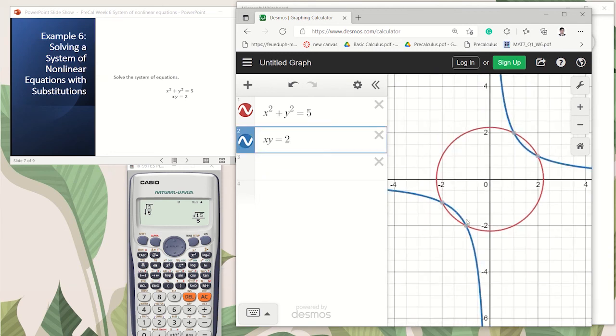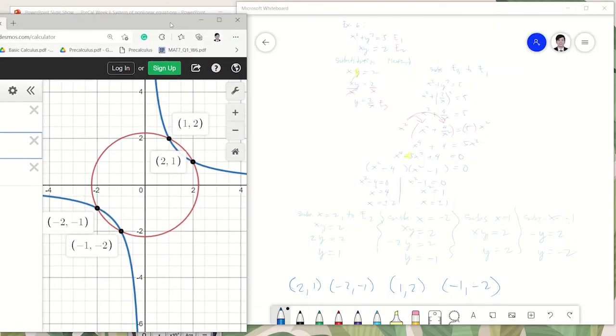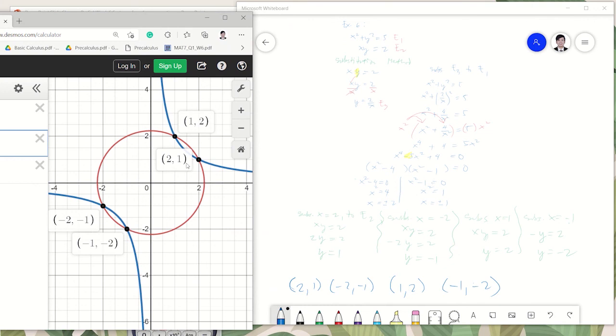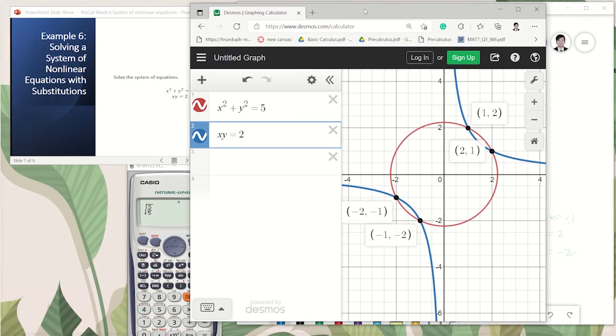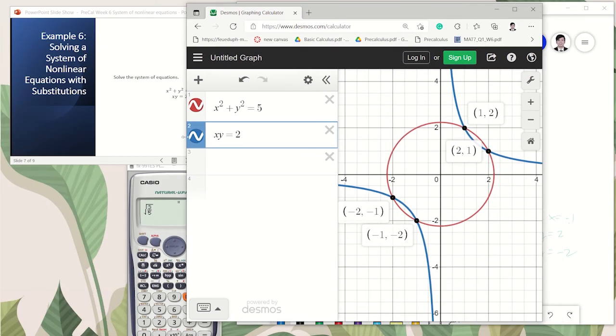Here are the intersections: 1, 2, 3, 4. So let's see if it matches. (2, 1) is here. (-2, -1), (1, 2), (-1, -2). So everything now is correct.